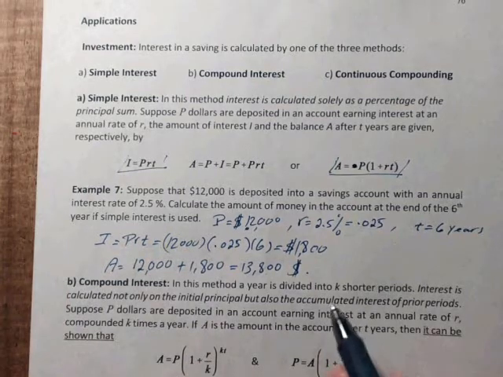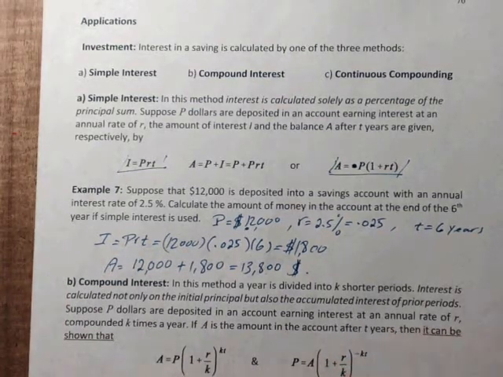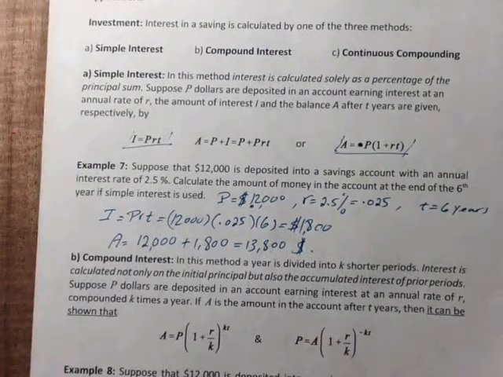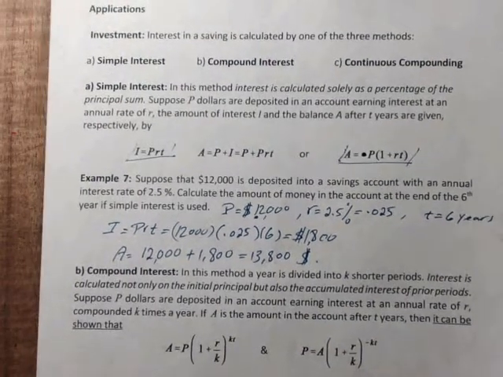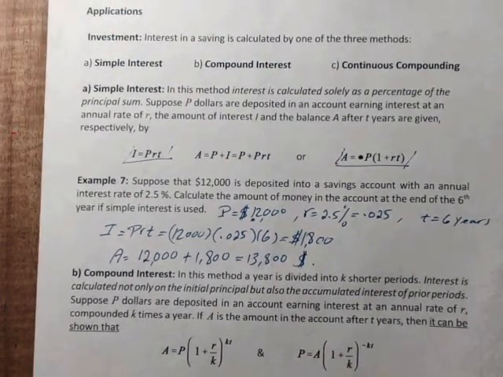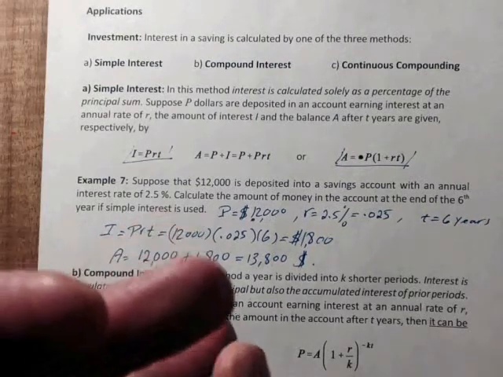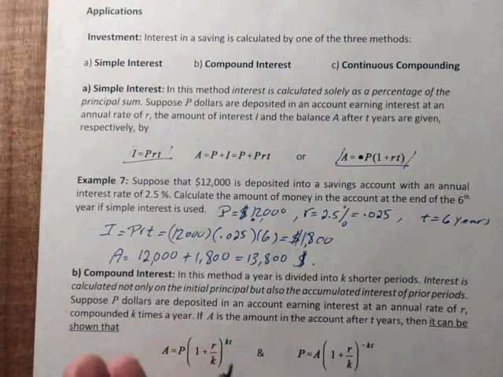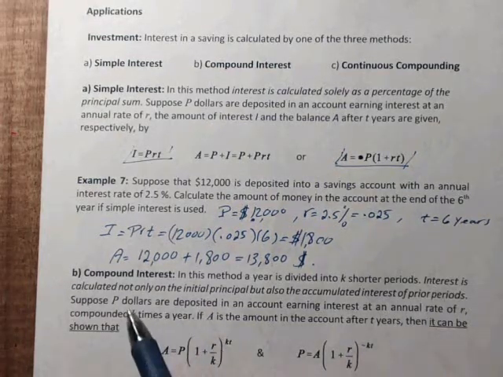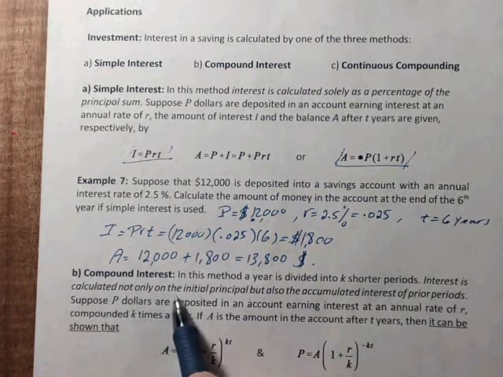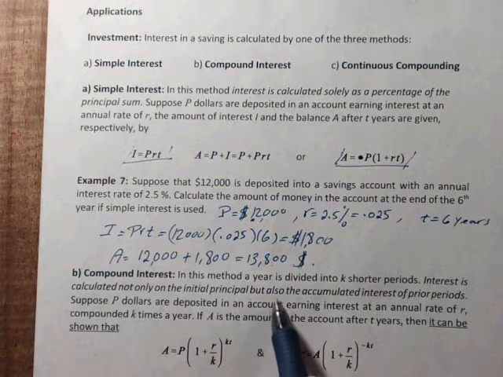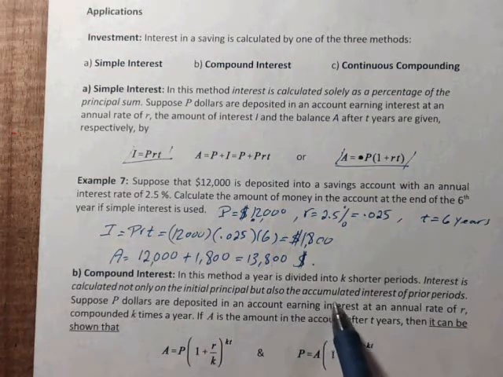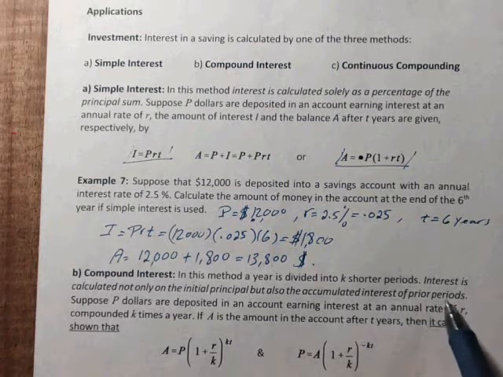So that's the question we're going to answer. How big can k be? Okay, we discuss that later. But the most popular k are 12 for monthly, 4 for quarterly, 52 for weekly, and 365 for daily. Then interest is computed not only on the initial principal but also on the accumulated interest of each period.